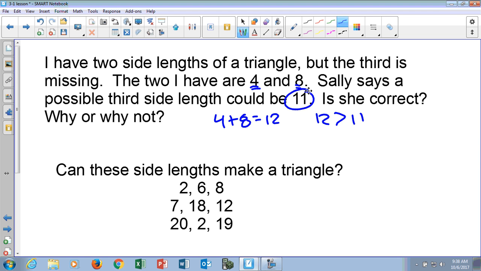So take a look at these other side lengths. These side lengths right here. Could that be lengths of a triangle? Why? All right, some people said yes, some people said no. Why yes? Where's my yeses? Why yes? Why no? Jason?